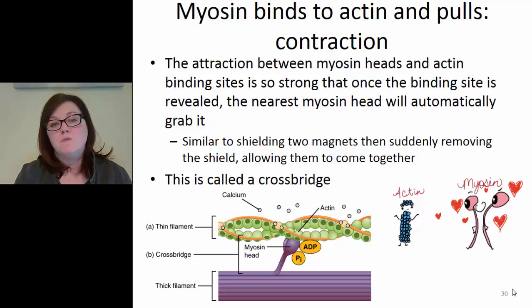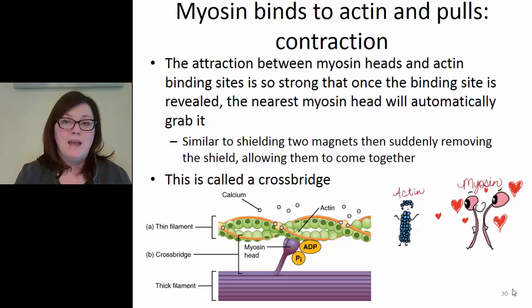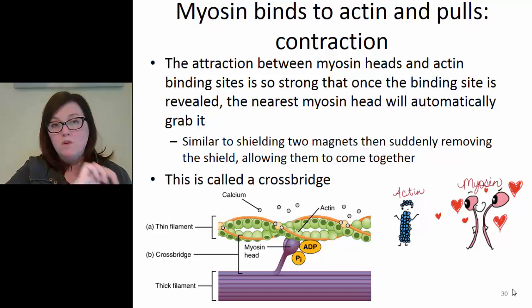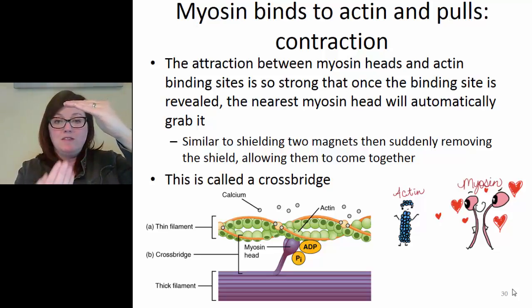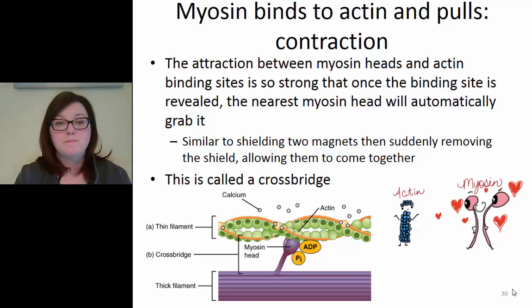You can kind of think of it this way. Think of the binding site on actin as being coated with a bunch of plus charges, and think of the myosin head as being coated with minus charges. So once the tropomyosin is pulled away, the pluses and the minuses can just come together now. Once the myosin grabs onto the actin, we say the cross bridge has formed. Okay?